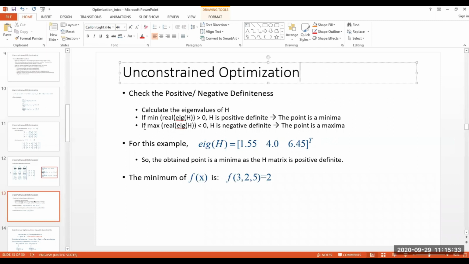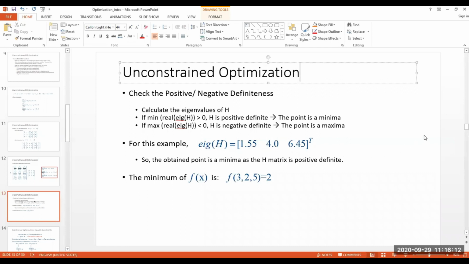On the other hand, if all of the eigenvalues of the matrix H are negative, less than 0, then you have reached the maxima for the candidate of the objective function f. So for this example, when I calculated the eigenvalues of H using MATLAB, you find that these are the 3 entries of the eigenvalues. All of them are strictly positive. So the obtained point is a minima, as the H matrix is positive definite.